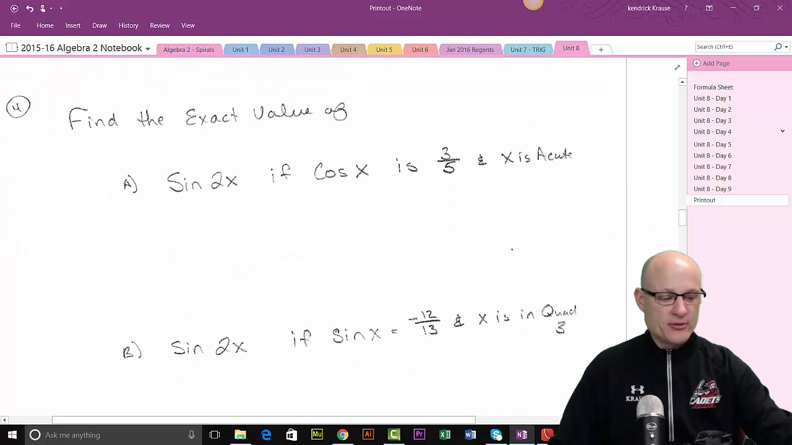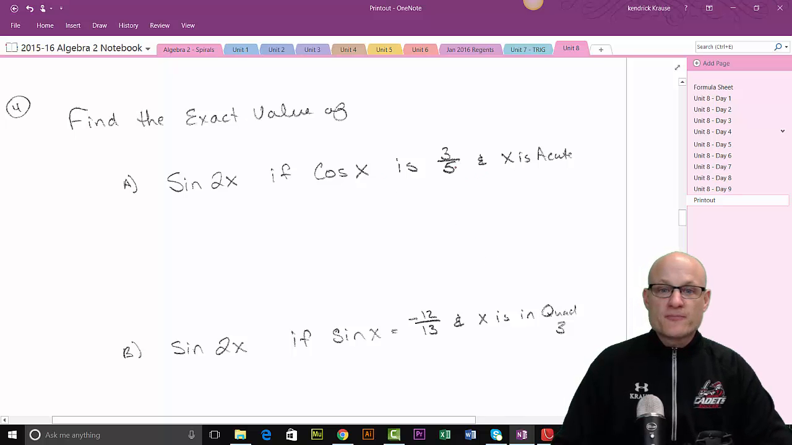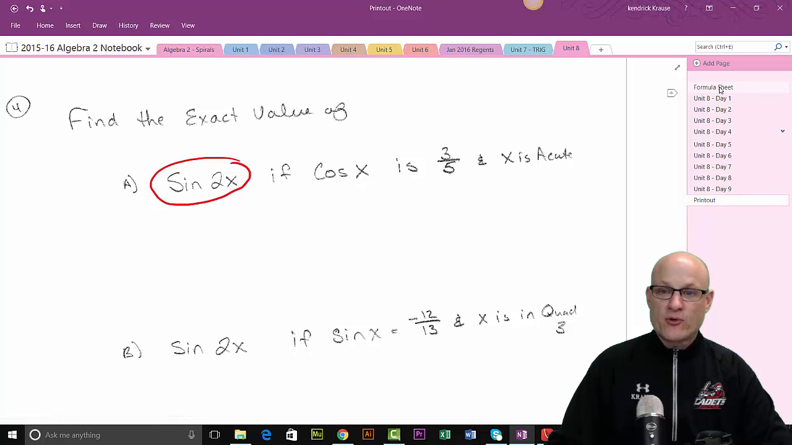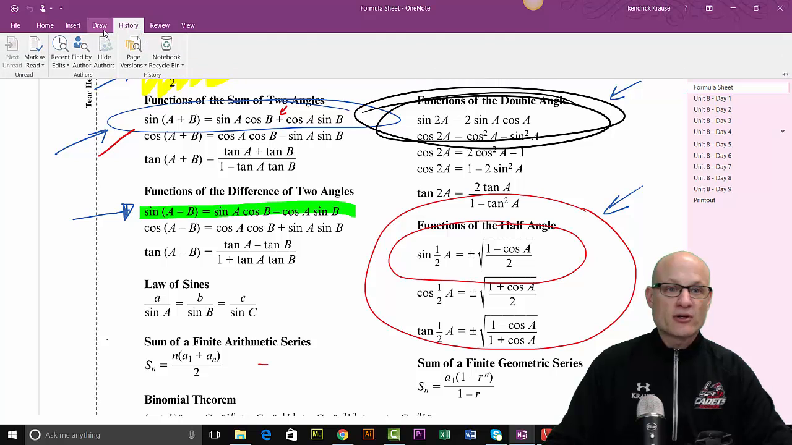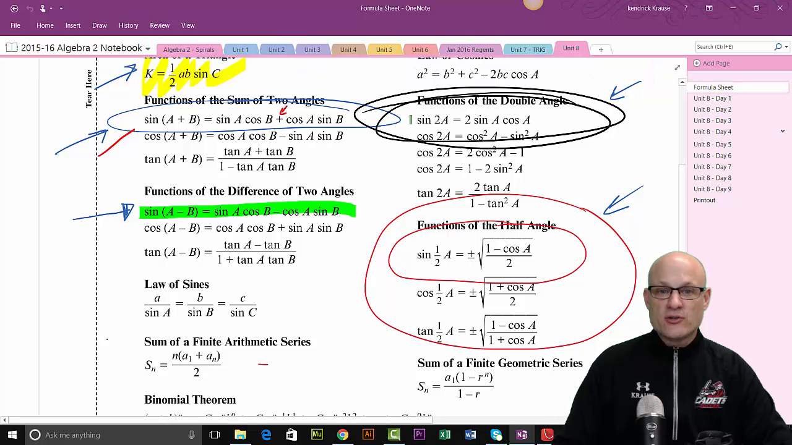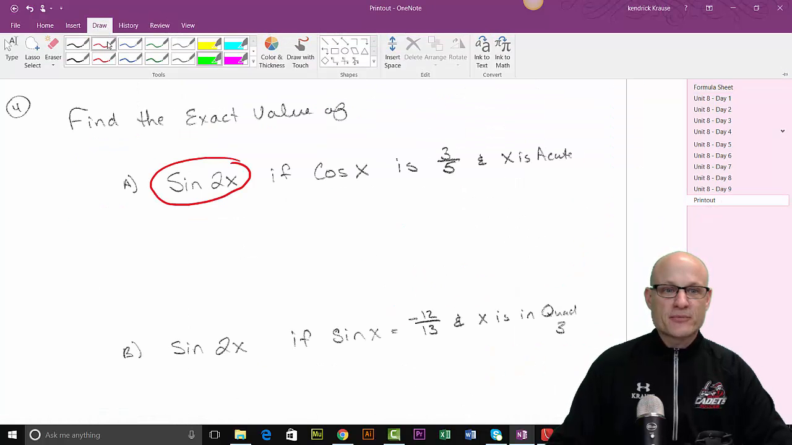Find the exact value of, trying to look at my notes, sine of 2x if cosine x equals 3/5. So first things first, this is on your formula sheet. It's right here. I'll highlight it in green. So it's 2 sine A cosine A.